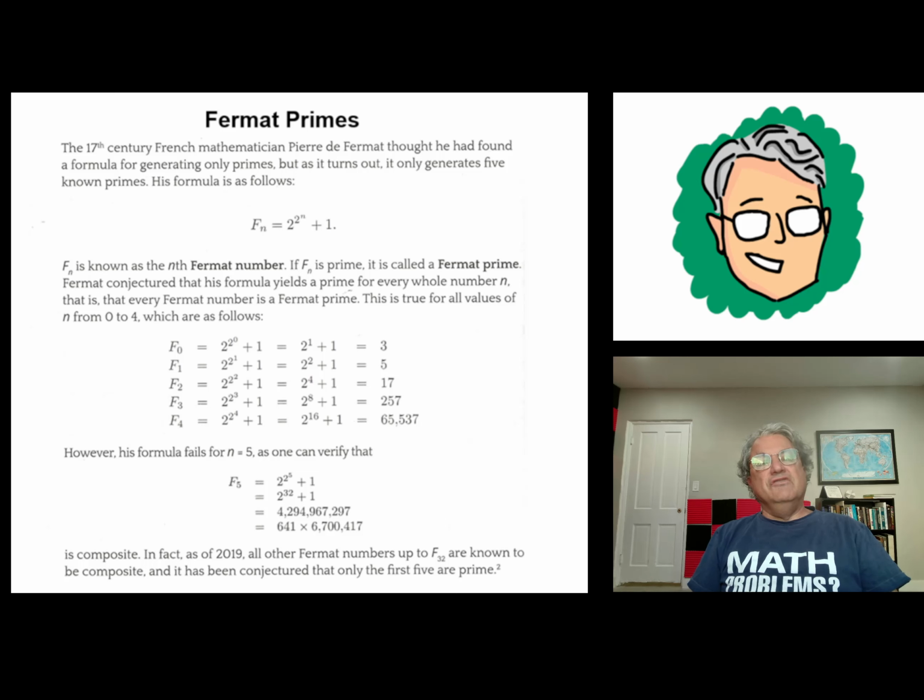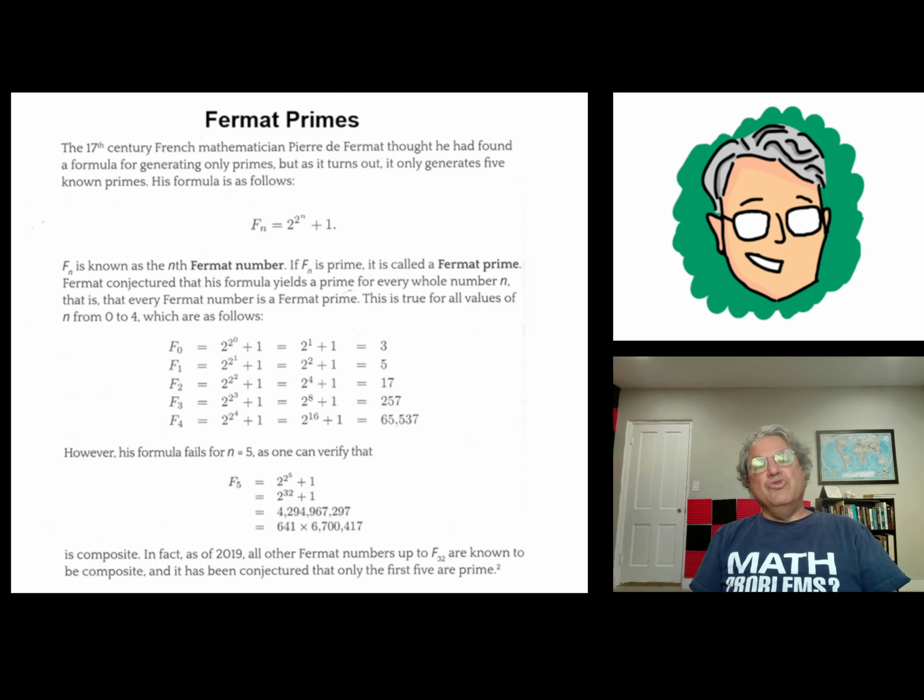Let's keep going. F2. That's 2 to the 2 to the 2 plus 1, or 2 to the 2 squared plus 1. 2 squared is 4, so that's going to be 2 to the 4th plus 1. 2 to the 4th is 16, so 16 plus 1 is 17. Again, 17 is prime. So it looks like this is true so far, but you can actually do a couple more. Those turn out to be prime as well.